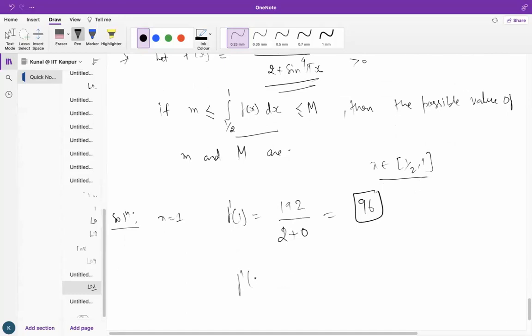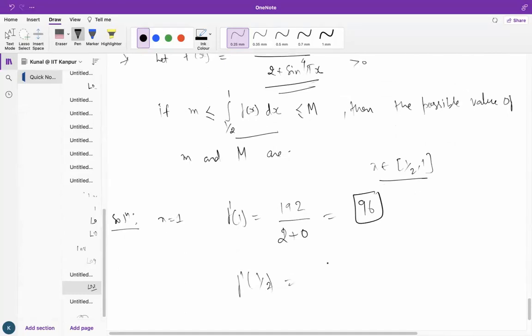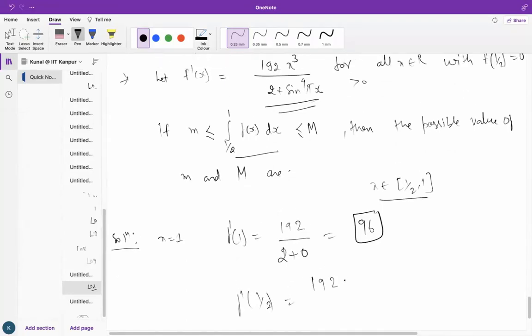Now let's try to find out the value of f dash 1 by 2. So what will we get? 192 by 1 by 8 divided by 2 plus, what is the value of sine pi by 2? It will be 1, right? So 192 by 3 into 8. When we solve this, we will get the value of 8.